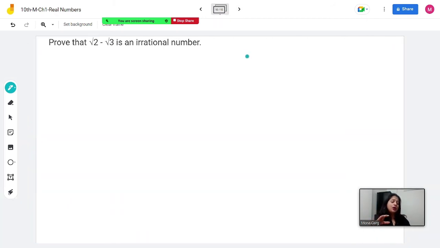Now this question comes in this format where there will be a sum or the difference of two irrationals and we have to prove this is irrational as well. As you know, if we add two irrational numbers, the sum or difference will always be irrational. But yes, we have to prove. So we will prove in the similar manner, but there is one more step that you have to remember. Like the first step will be same. Let us assume root 2 minus root 3 is rational.